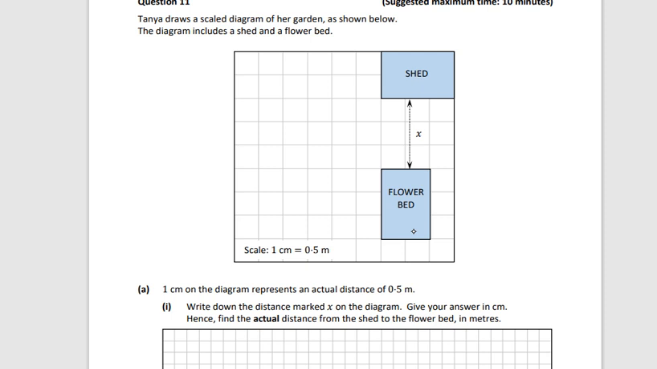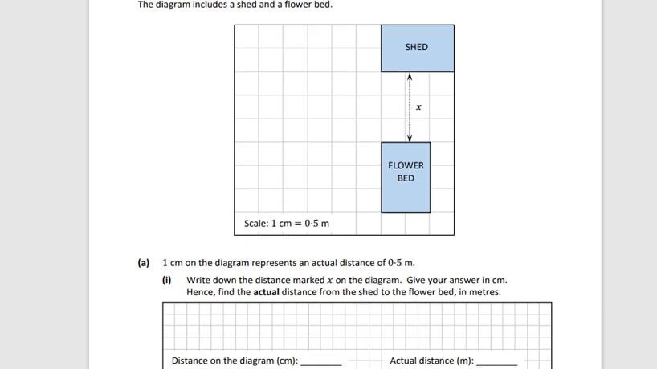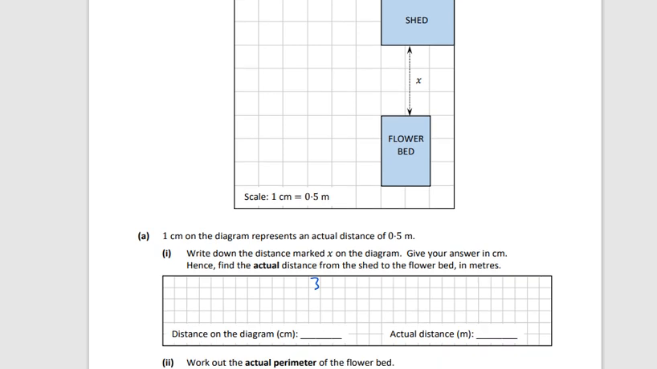Write down the distance marked x on the diagram. Right, well it's 3 boxes, so I imagine if you just write down 3, it'll get us some marks. So our scale says that 1 centimeter is worth 0.5 meters, and I assume that every box is a centimeter. So the distance on the diagram is 3. If we multiply it by 0.5, because every centimeter is 0.5, that gives us 1.5 meters.